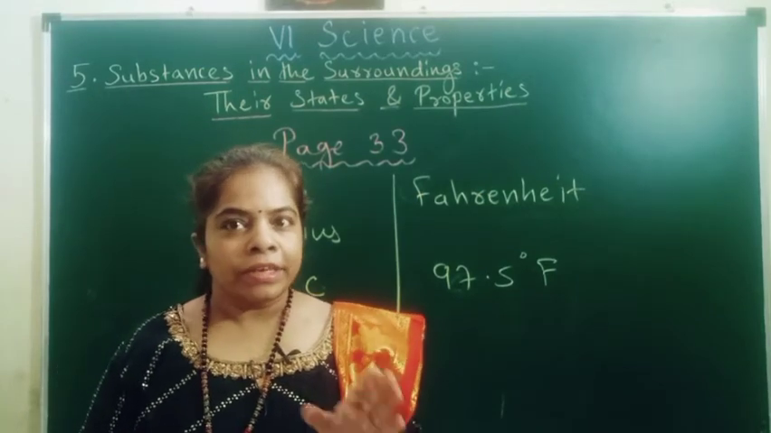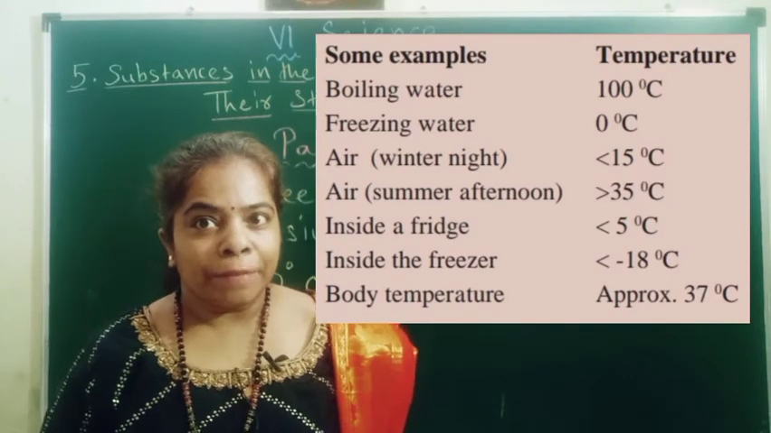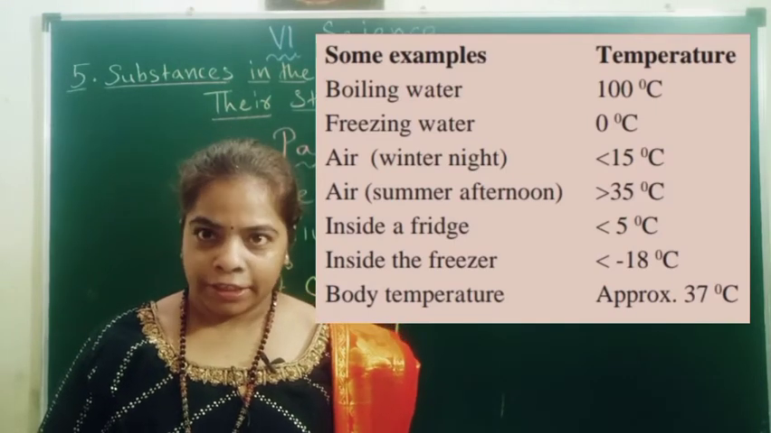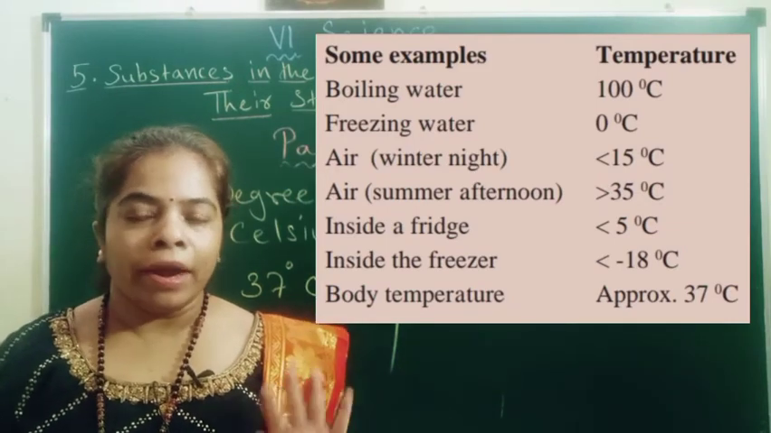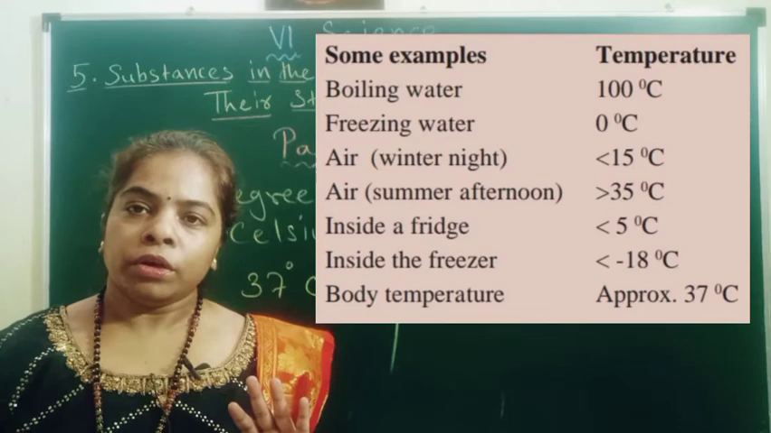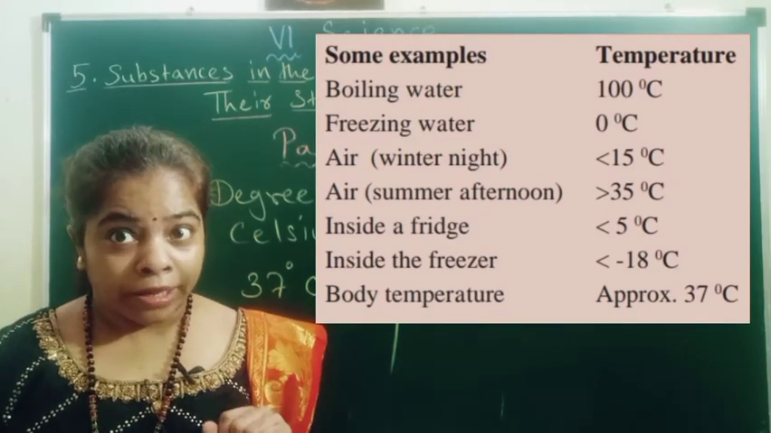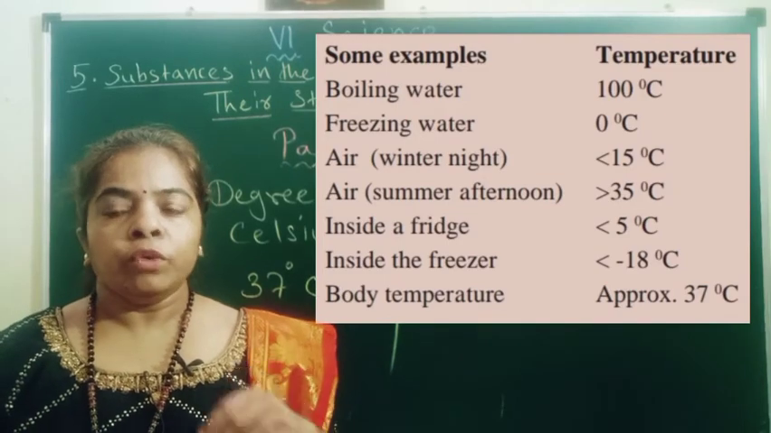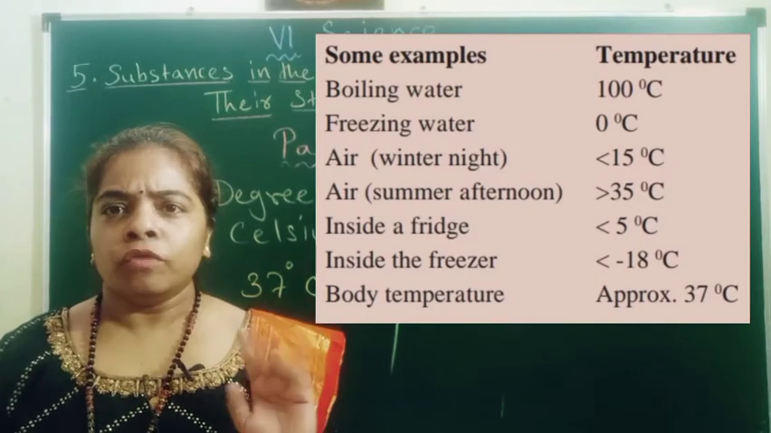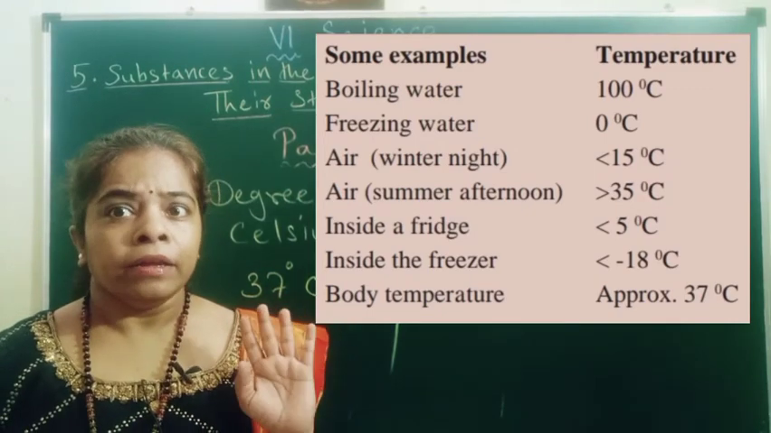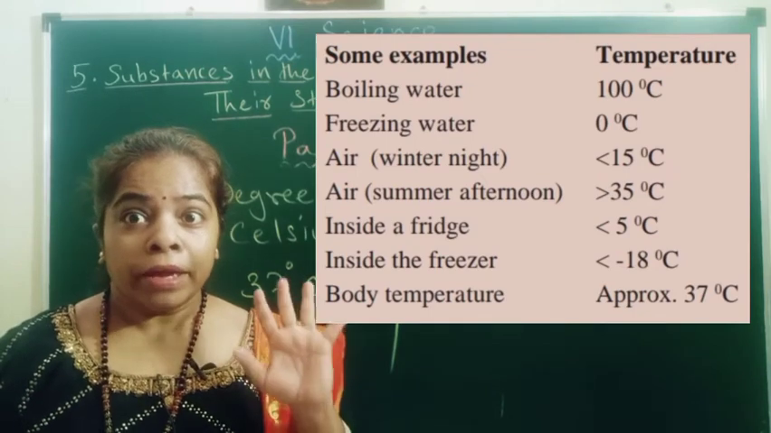So see children, what is given in the table below that? Boiling water's temperature is 100 degrees Celsius. Yes, the temperature of boiling water is never going to go above 100. Suppose you boil the water and the temperature goes to 100, water starts boiling. After that, if you keep heating more, still the temperature will not rise beyond 100. It will not become 200. It will not become 300. It will remain 100 only.